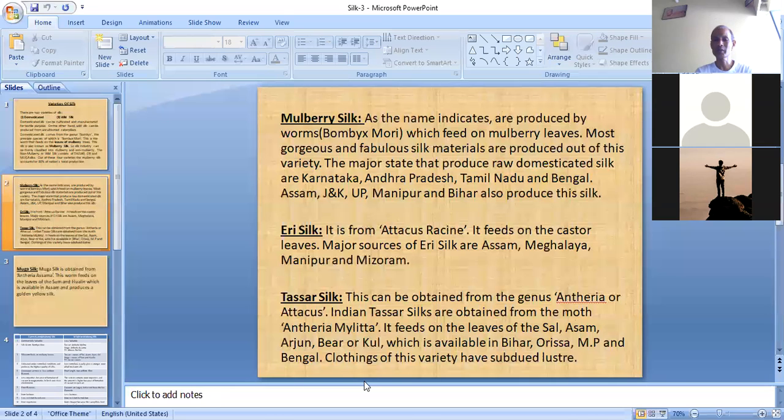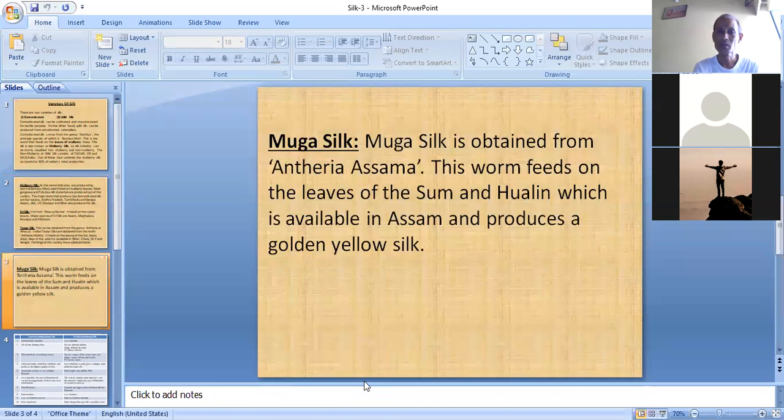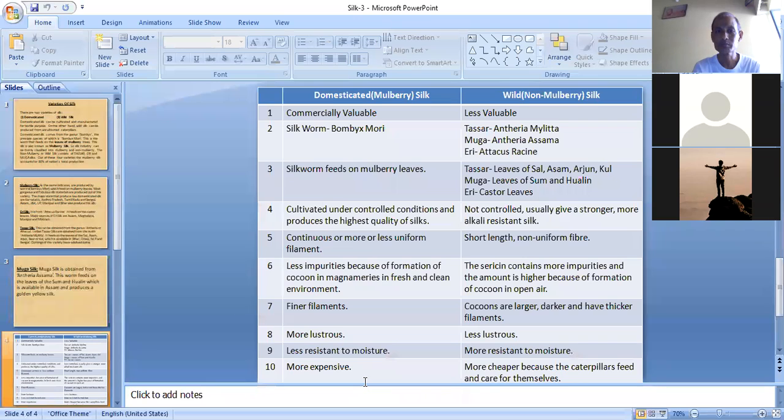Means एक तो हम यहाँ कवर कर रहे हैं किस प्रजाति से हमें मिल रहा है. सेकेंडली भी हम कवर कर रहे हैं कि वो किस तरह की प्लांट्स पर फीड करता है. एंड थर्ड, कौन कौन सी स्टेट्स में मिलता है. Muga silk is obtained from Antheraea assamensis. This worm feeds on the leaves of som and soalu, which is available in Assam and produces a golden yellow silk. So this is also known as golden silk.